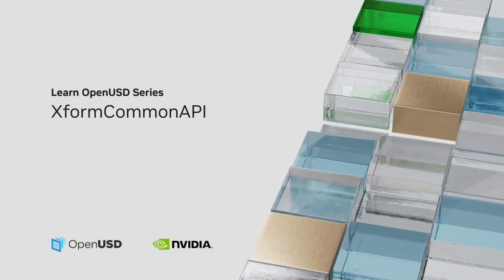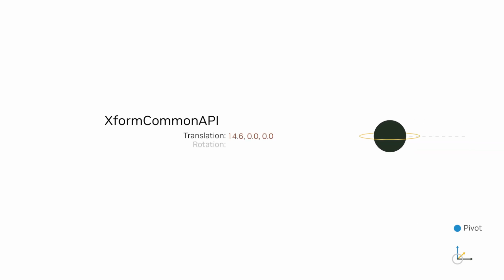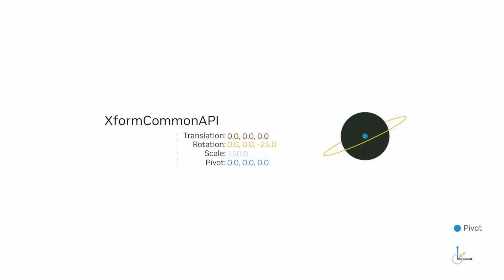Today, let's discuss the XformCommonAPI to understand its utility in the 3D content creation pipeline. This API facilitates the authoring and retrieval of a common set of operations with a single translation, rotation, scale, and pivot that is generally compatible with import and export into many tools. It's designed to simplify the interchange of these transformations.